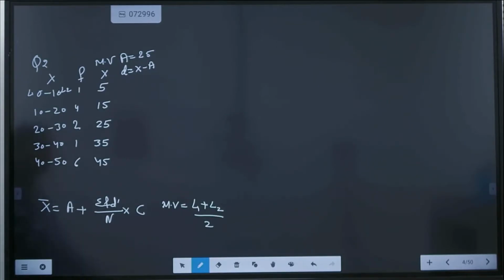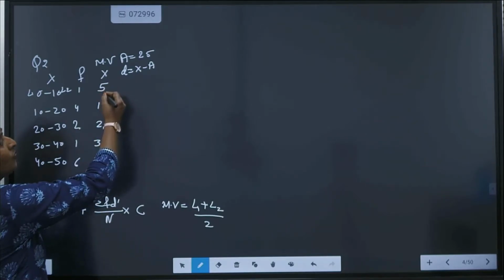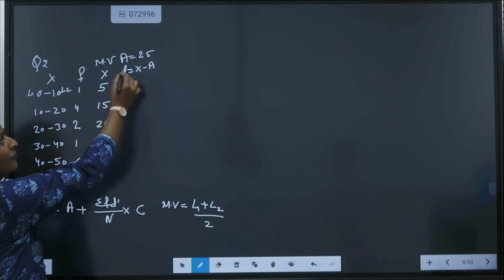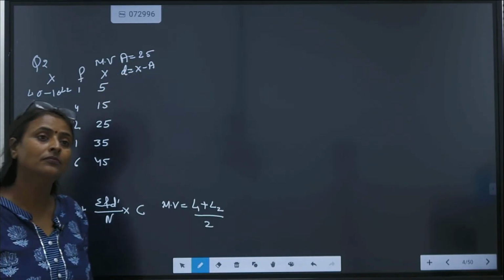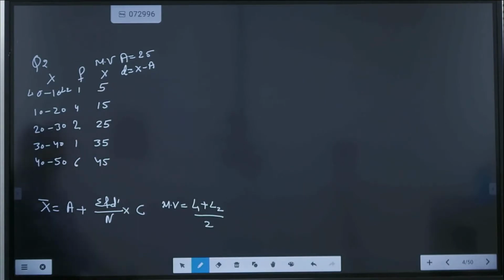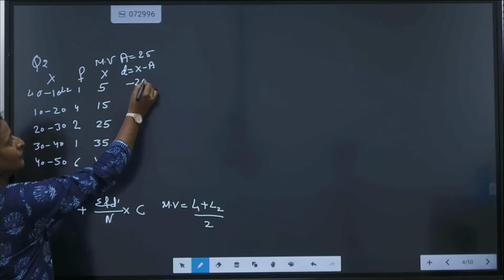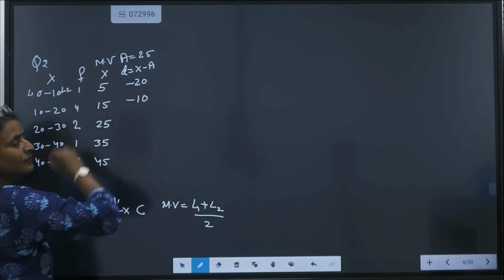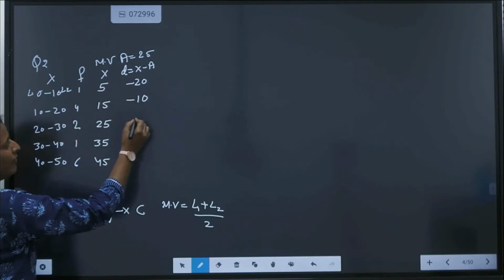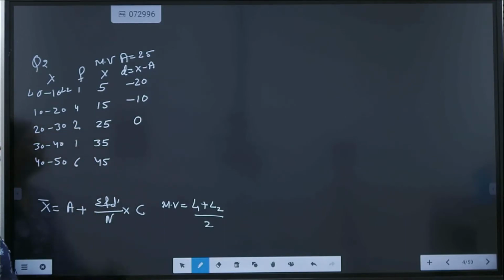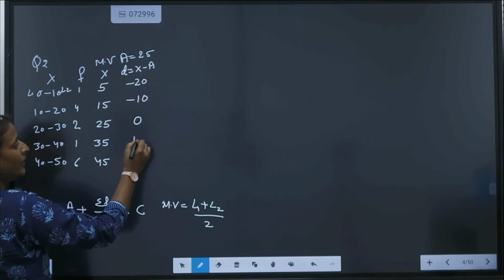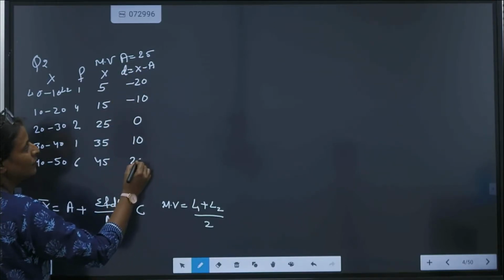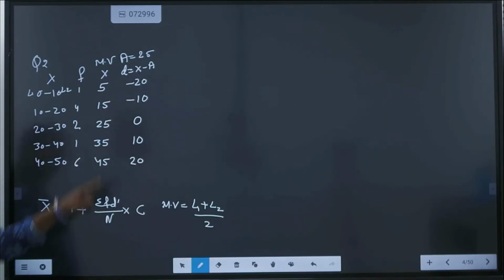Now x minus a. So we deducted 5. Okay, it's minus 20. 15 minus 25, 25 minus 25, 0. 35 minus 25, 10. 45 minus 25, 20.